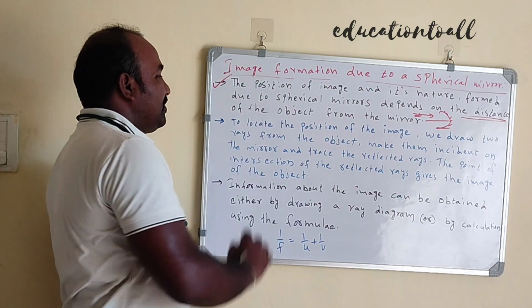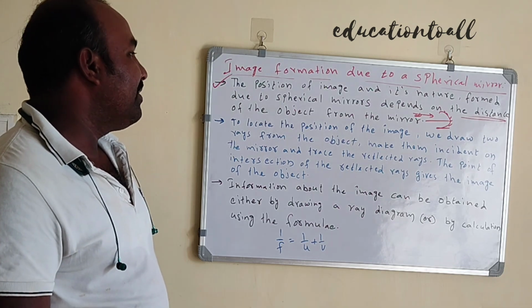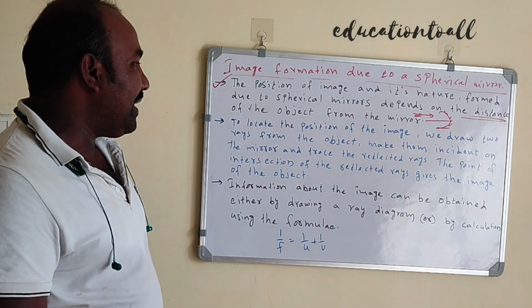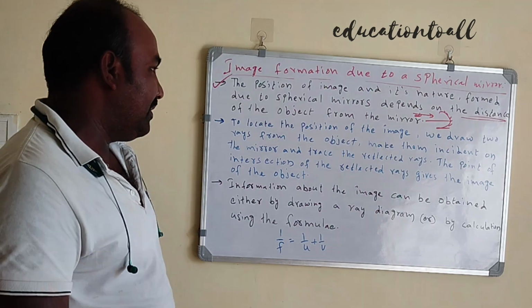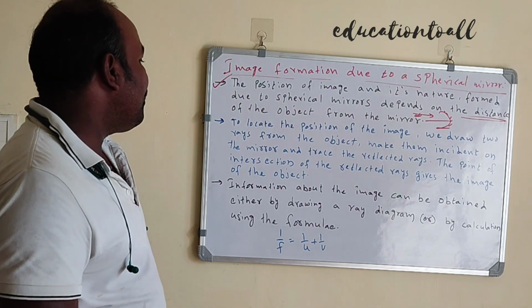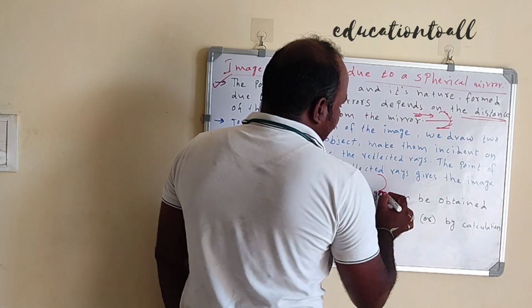Next, the second one is, to locate the position of the image, we draw two rays from the object, make them incident on the mirror, and trace the reflected rays. The point of intersection of the reflected rays gives the image of the object. For example, we have to take one mirror.